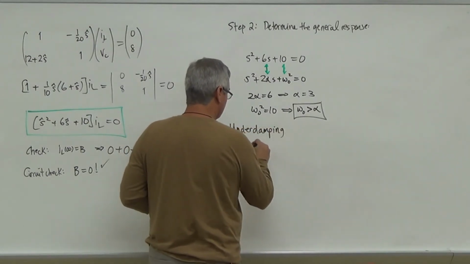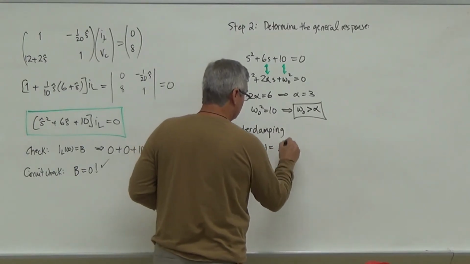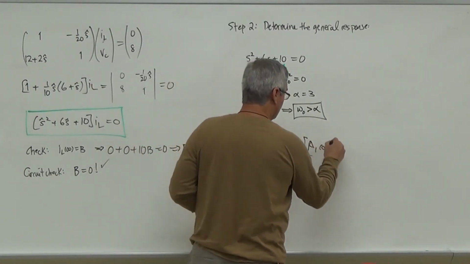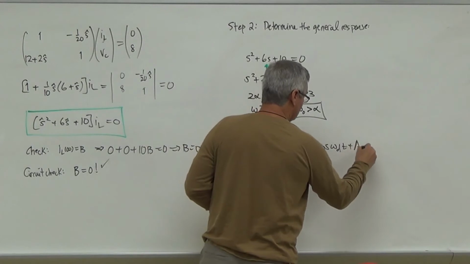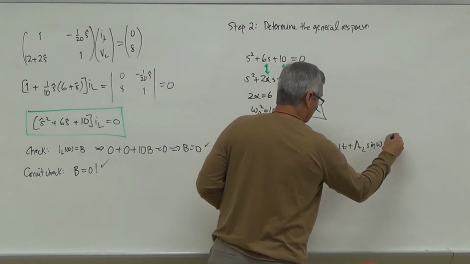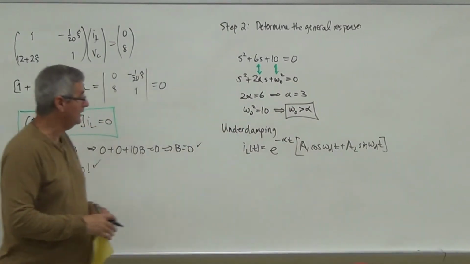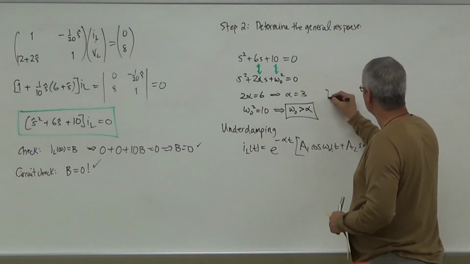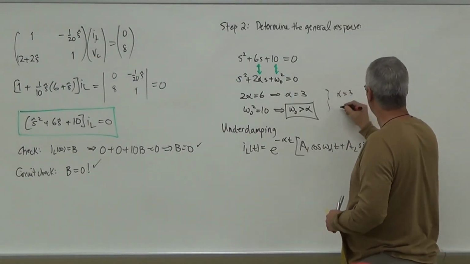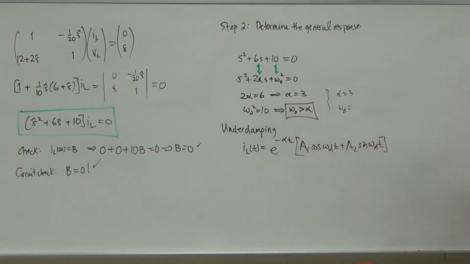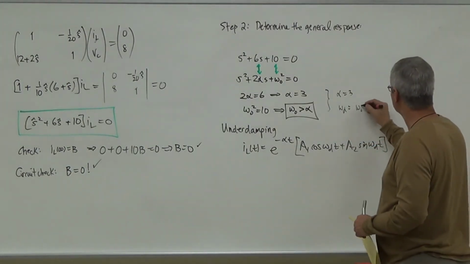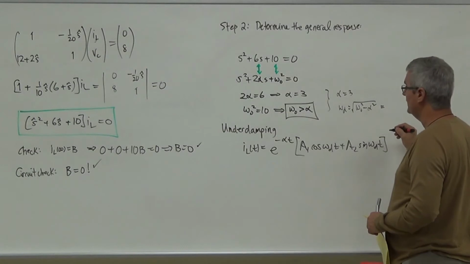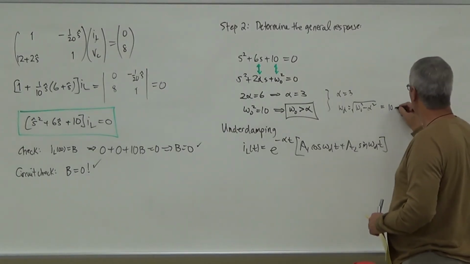So the underdamping then says that the inductor current must be e to the minus alpha t times the quantity A1 cosine omega dt plus A2 sine omega dt. Okay, so do I know what alpha is? Yes, it's 3. So from these two terms here, I know that alpha is equal to 3, and omega d has to be what? It has to be the square root of omega naught squared minus alpha squared. So omega naught squared is 10. Oh, nice.